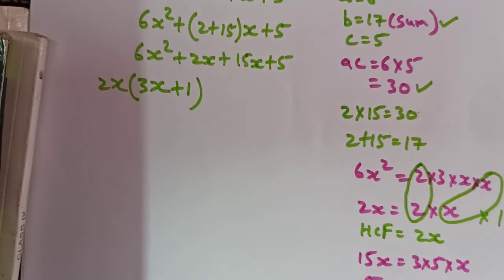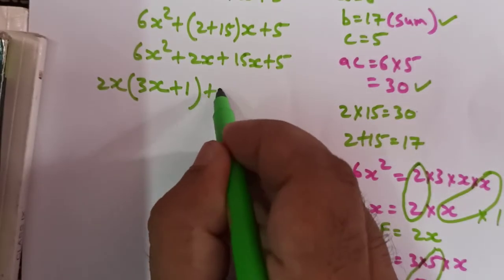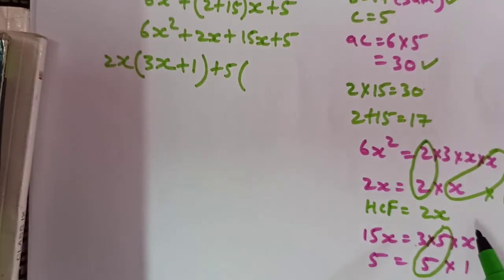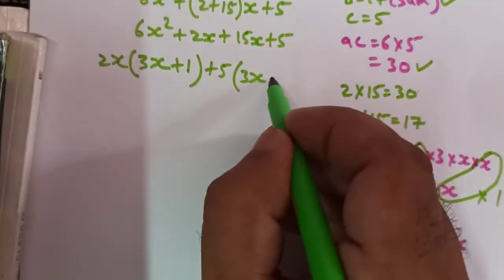So what can be taken as common? 5 can be taken as common. So 5 is the GCF, plus 5 can be written here. So plus 5 will be taken as common. What is left? Here from 15x we are left with 3x, and here we are left with 1.